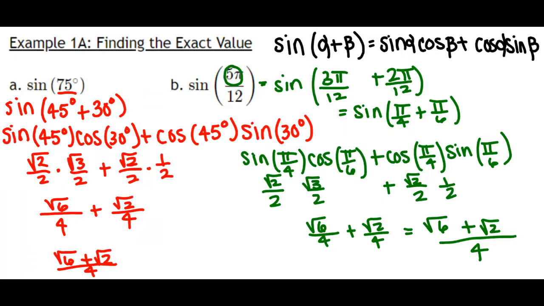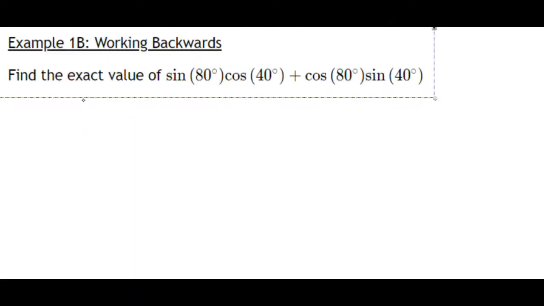All right, so let's look at another example for the sum formula. This one is kind of like working backwards. This time it gives me the formula all spread out already. I look at 80 and I look at 40. These are not on my unit circle, so I kind of have to work backwards here. Looking at the angles, this tells me that alpha is 80 degrees and beta is 40 degrees.